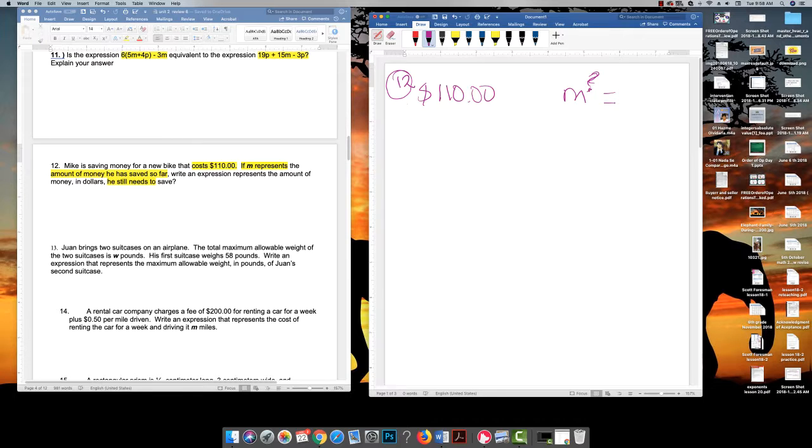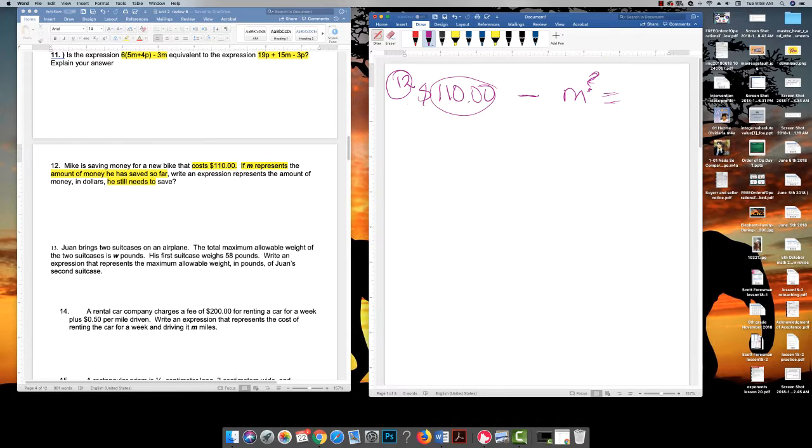Because this is how much money you have, which is 110. This is how much money you have in the bank, which is M. I want to know how much more money I'm going to need to buy the bike. So I am going to subtract.